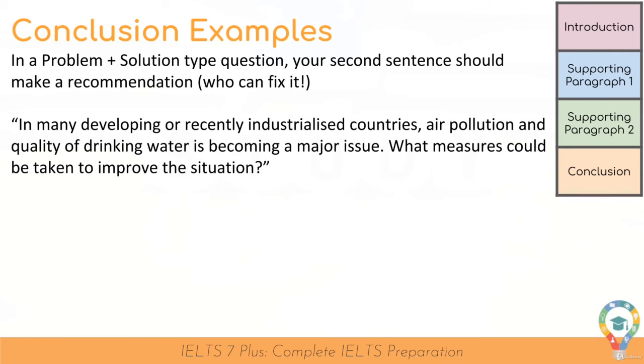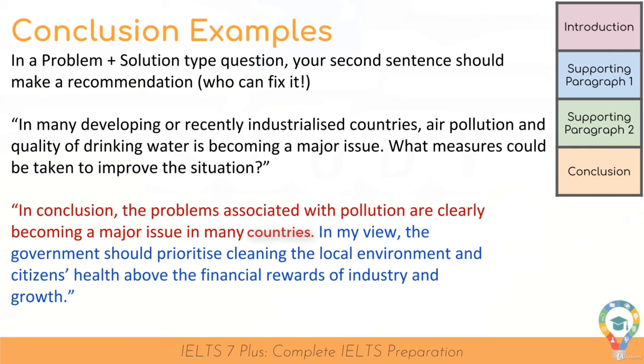We'll return to the question of air pollution and the quality of drinking water and what measures could be taken to improve this. Now, in a problem-solution type question, your first sentence wants to summarize and paraphrase the main points of your essay. Your second sentence should make a recommendation as to how the problem can be solved and who should do it. Let's see the conclusion that I have for this question.